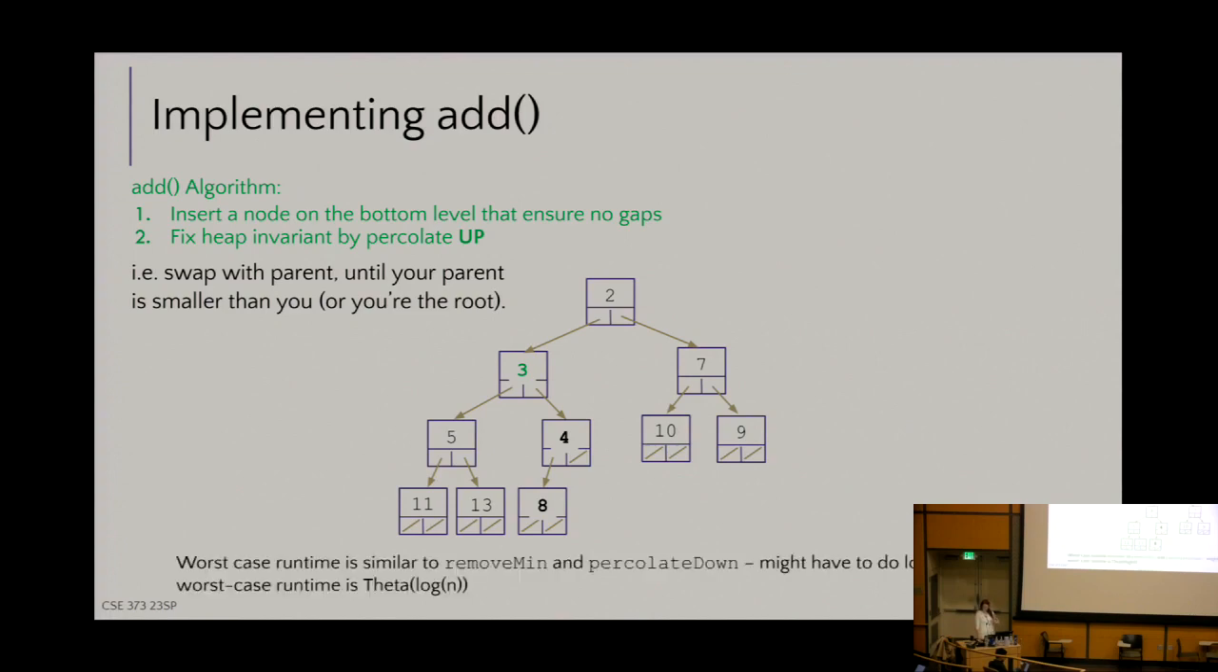Great. So the worst case runtime is similar to remove min. We might have to do at most log n swaps because log n is the height of the tree. So if it goes all the way from the bottom level all the way up to the overall root, that would be log n swaps. So our worst case runtime is that we insert the new smallest value, and then we have to swap all the way up.